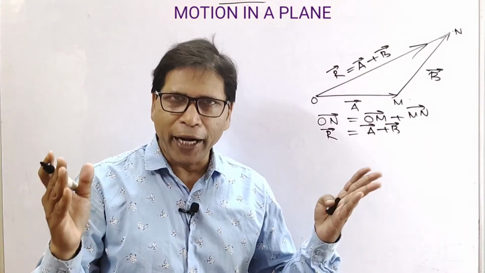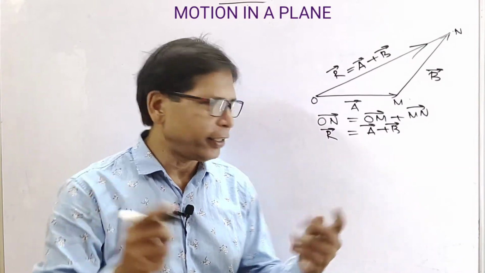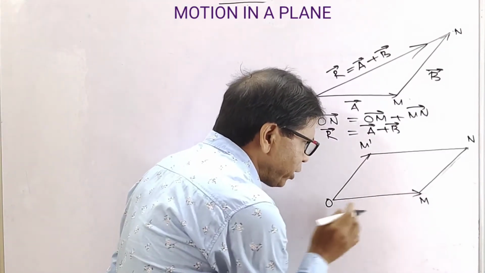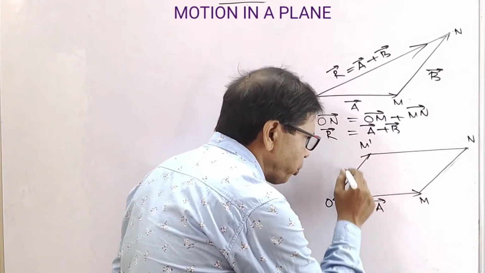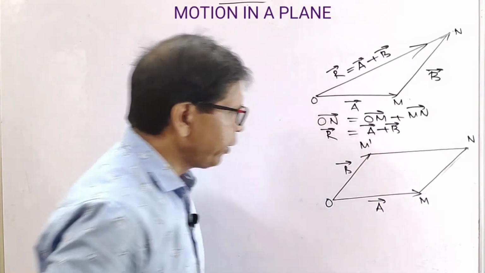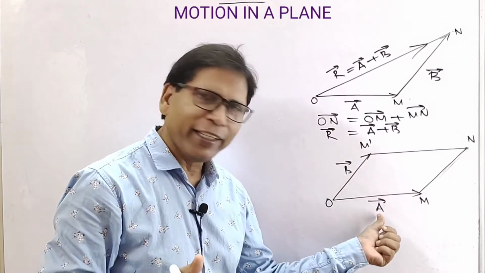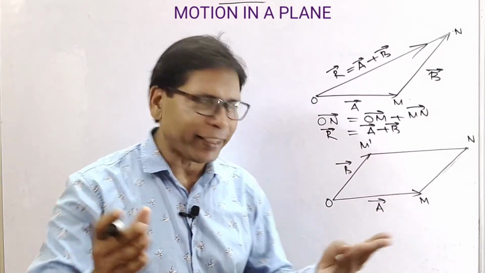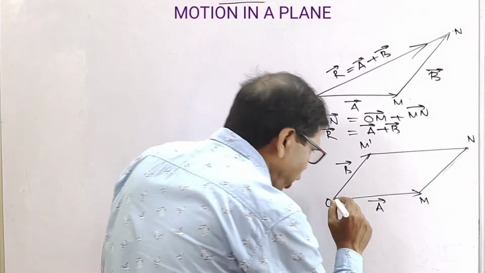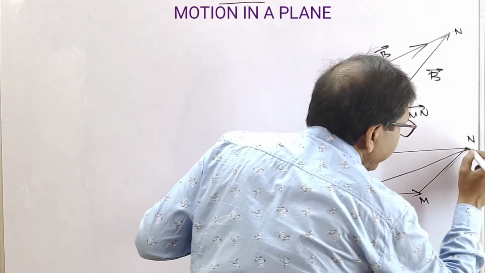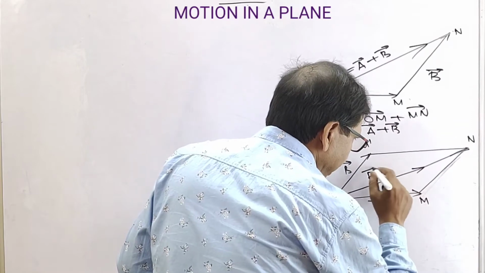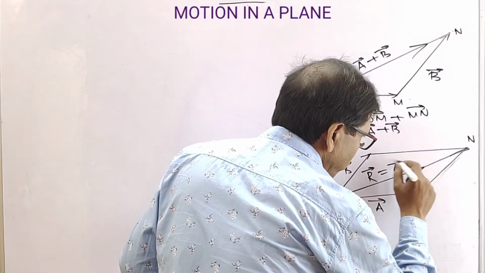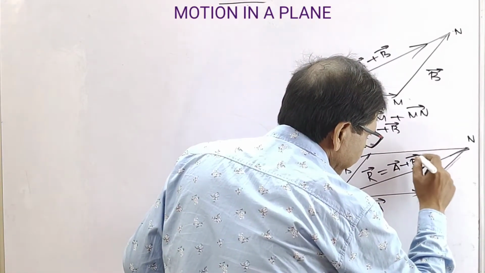Now parallelogram law of vector addition. Two adjacent sides, suppose OM and OM dash, represent two vectors, suppose A vector and B vector, both in magnitude and direction. Then the diagonal passing through the point of intersection of the two sides represents their sum or resultant, that is R vector equals A vector plus B vector.